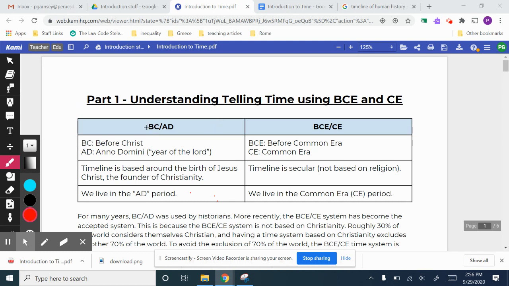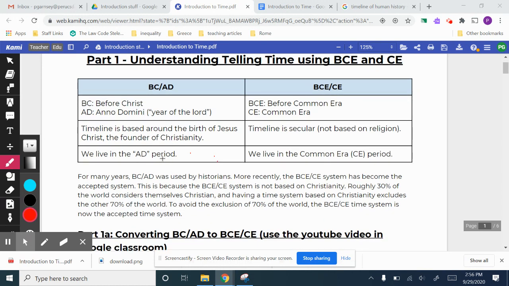All right, we're going to start over here on the left. For many years, the BC and AD system was used, which is probably what some of you are familiar with. BC stands for before Christ, and AD is Latin, meaning the year of the Lord, or the year that Jesus was born. So this timeline, the BC AD system, is based around the birth of Jesus. Okay, we would live in the AD period.